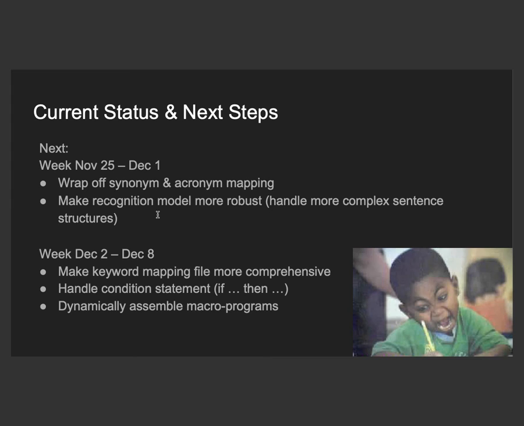And what we're trying to do this week is wrap up the part for synonyms and acronyms, because we're trying to dig deeper into different commands for each appliance. And then we will make the recognition model more robust, because right now our current model still cannot handle some complex sentence structures that people may have a low probability of saying. And then for the last week, we'll try to handle conditional statements and make the keyword mapping more comprehensive. And then for the stretch goal, we'll maybe get a head start on how to speak general stuff and map it out to specifics.